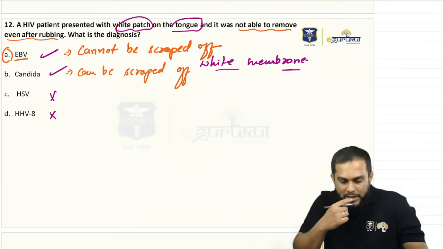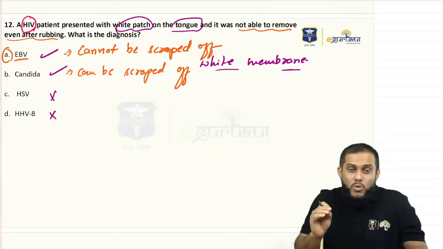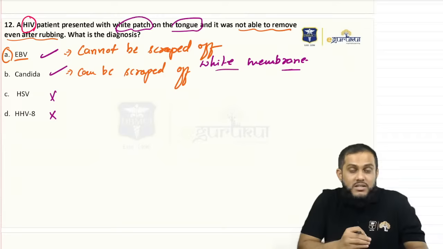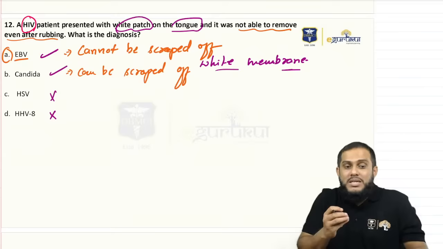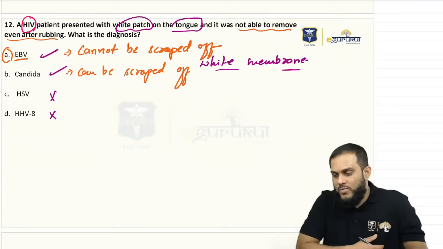White patch in the oral cavity: the two most common organisms are Candida and Epstein-Barr virus. In an HIV patient we see oral candidiasis by Candida, and also oral hairy leukoplakia by Epstein-Barr virus. Both are seen in HIV patients, right? The Candida white patch can be easily scraped off, but the Epstein-Barr virus white patch cannot be easily scraped. That's how you come to know whether it is oral thrush or oral hairy leukoplakia, right?